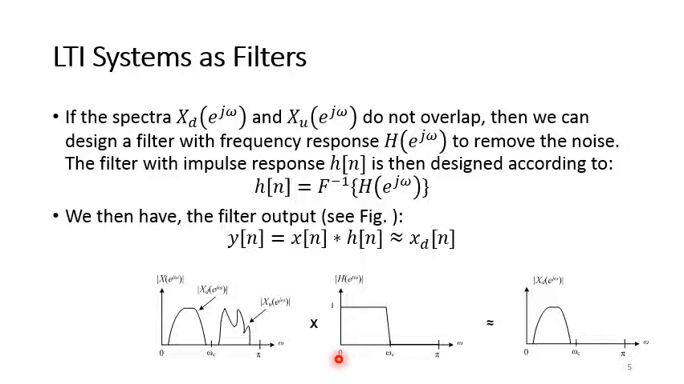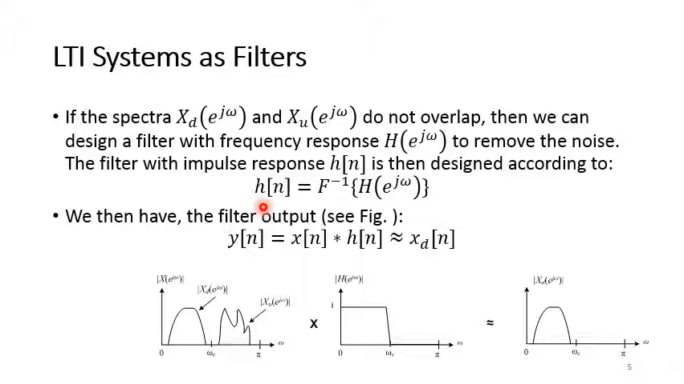equal to 1 from 0 up to omega c, and it has response equal to 0 from omega c up to pi. So if we design such a filter, and we are in the frequency domain, then multiplying the response of this filter with the original signal, we get the desired signal as shown here.